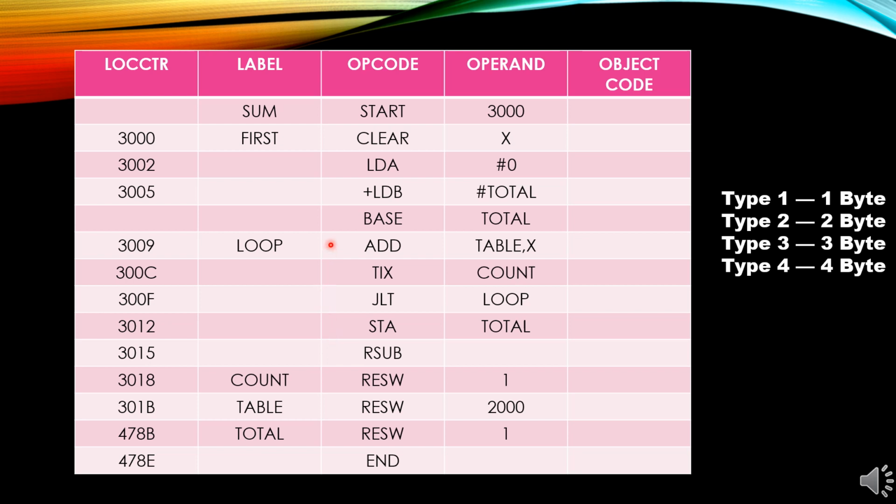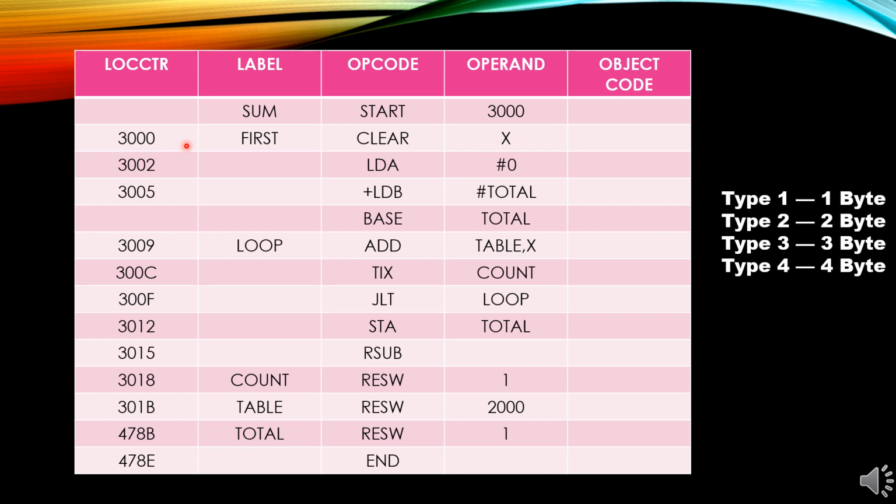There are four types of instructions, and based on that they take the specified number of bytes. That is, type 1 takes 1 byte of storage, type 2 takes 2 bytes, type 3 takes 3 bytes, and type 4 takes 4 bytes. So based on the bytes they take, we'll write the location counter, that is SUM START 3000 as the first instruction, so 3000 is the starting address, and hence in location counter we include 3000 first.